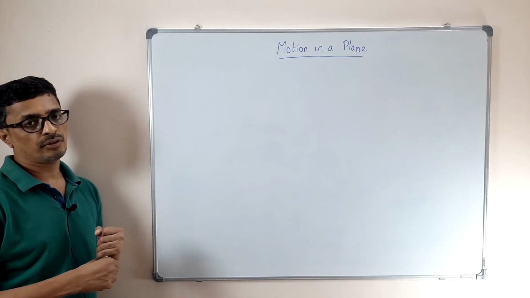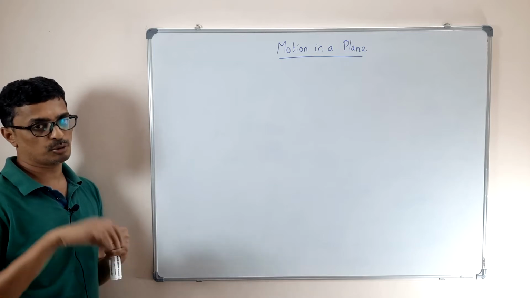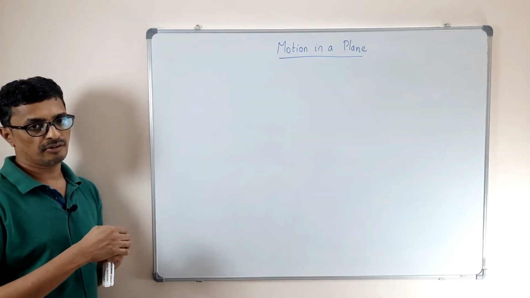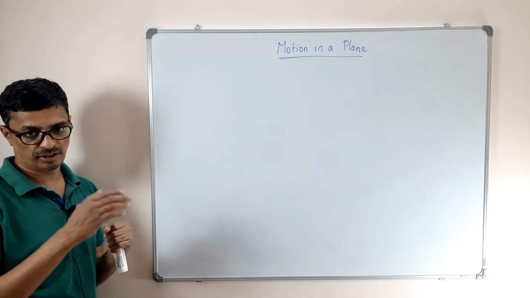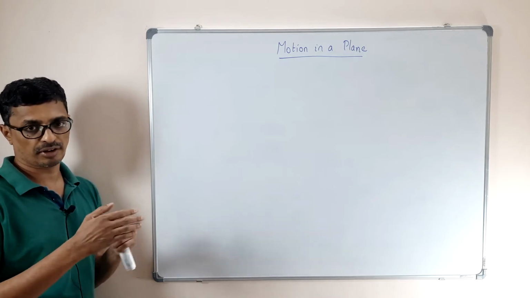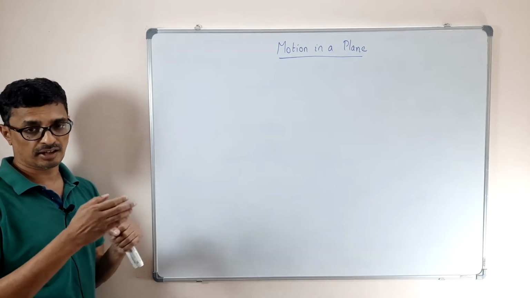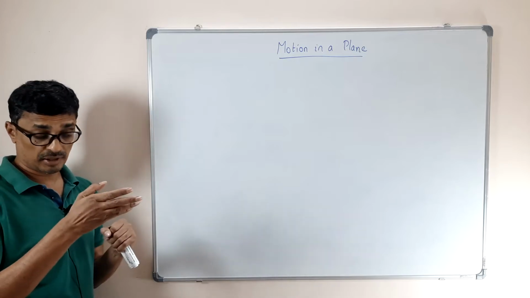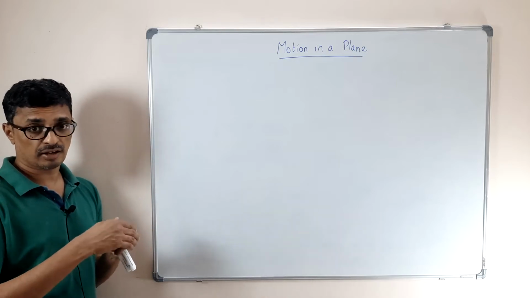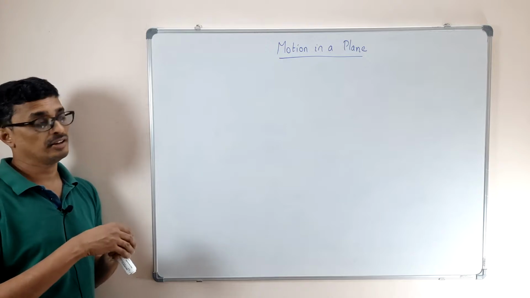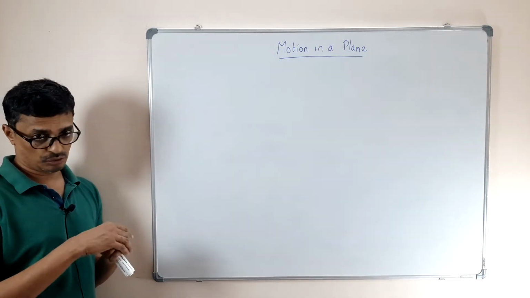In the earlier class, we saw rectilinear motion, right? That is motion along a straight line, and we defined the quantities: velocity, acceleration, average velocity, instantaneous velocity, and instantaneous acceleration. We did all those things.